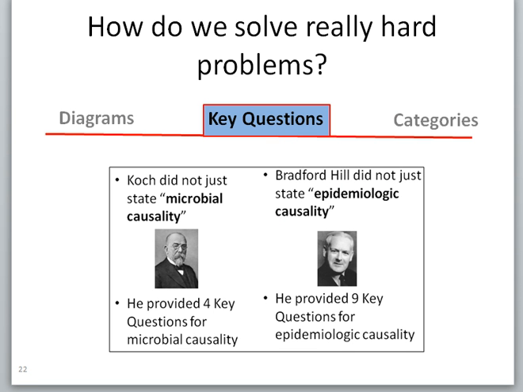Another way we can approach really hard problems, and this has a great track record for over 100 years, is using key questions. Robert Koch, a German physician and researcher in the 1880s and 1890s, was a pioneer in the science of microbial causality of disease. But he didn't just stand at a lectern in Berlin and say microbial causality. He provided 4 key questions, known as Koch's postulates, to help define microbial causality, and he won the Nobel Prize in 1905. Austin Bradford Hill, working in England in the 50s and 60s, was a pioneer in modern epidemiologic causality. But again, he didn't just say the words, he provided 9 key questions for understanding and assessing epidemiologic causality.